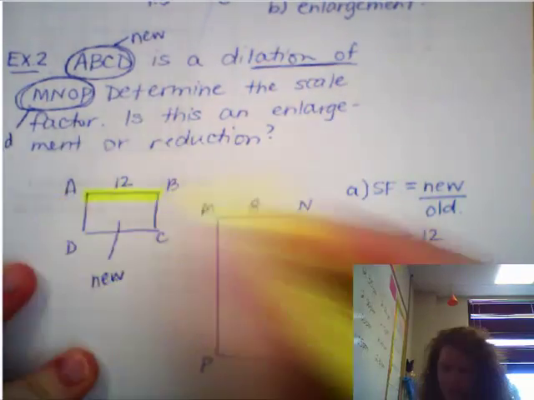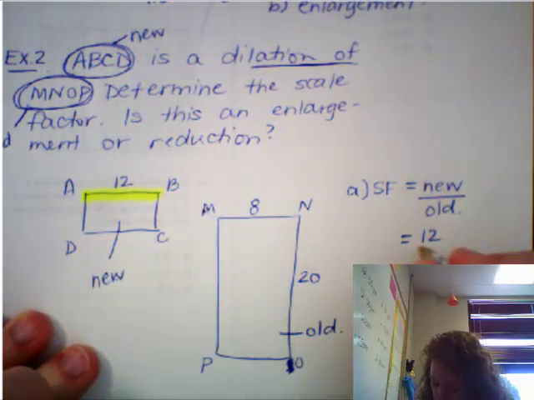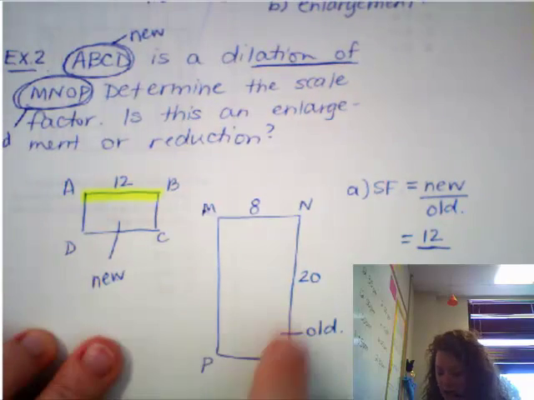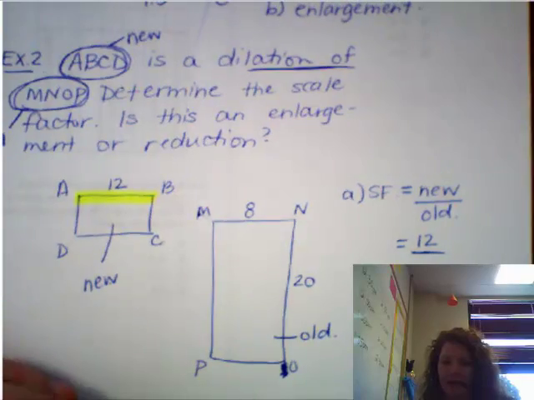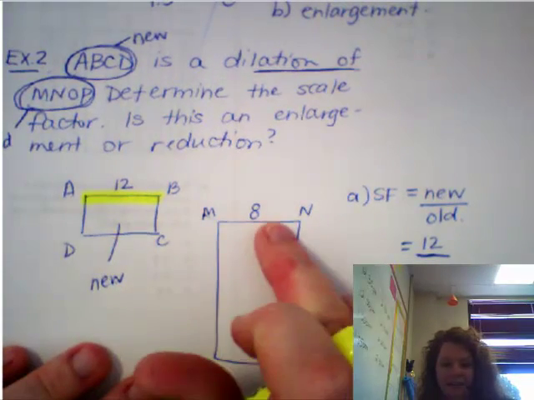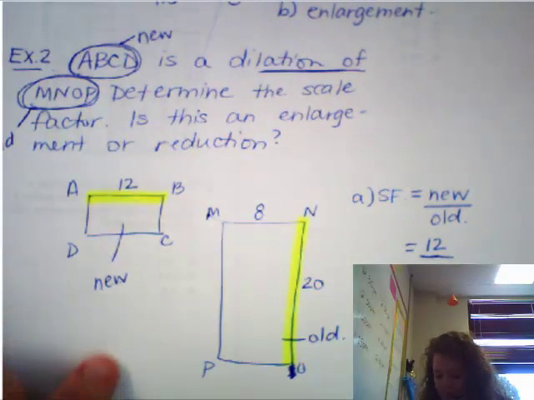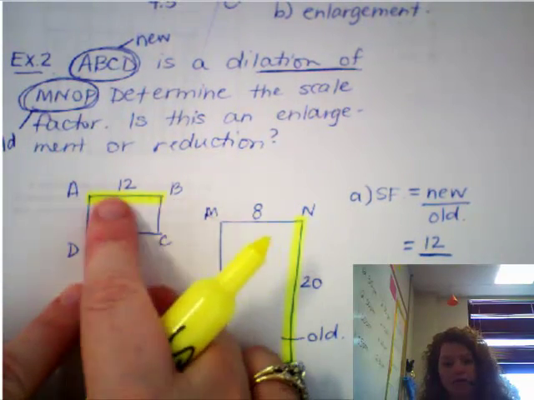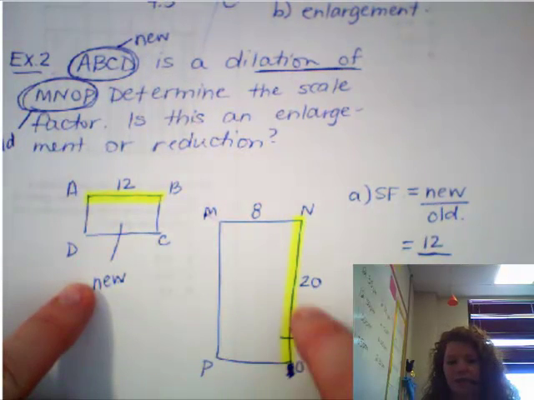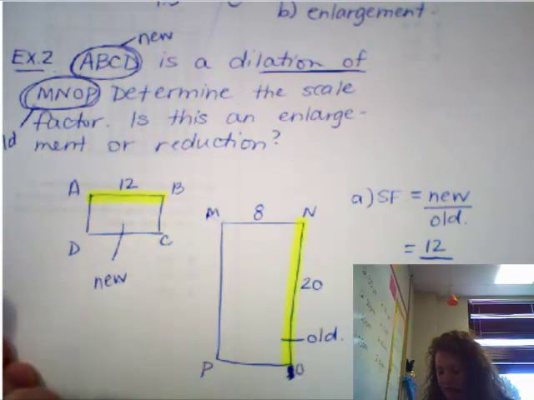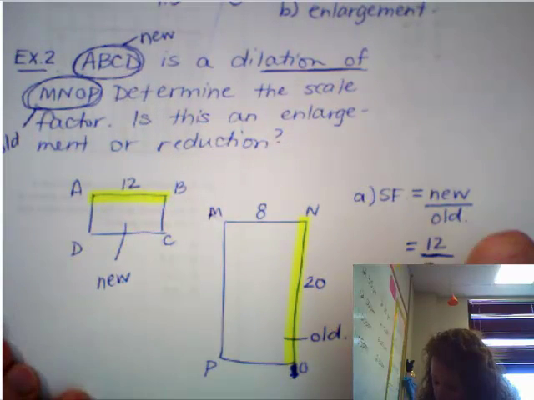Now, I made this one up to be a little bit tricky. 12 over what? What side on the old rectangle matches with that? And you might be tempted to say 8, but it's not. It's going to be 20. Why? See how this is the length, or the longer side of the rectangle? It has to match with the length, or the longer side, of the other rectangle. It doesn't matter that it's turned sideways, we still need to use the length. So it'll be 12 over 20.